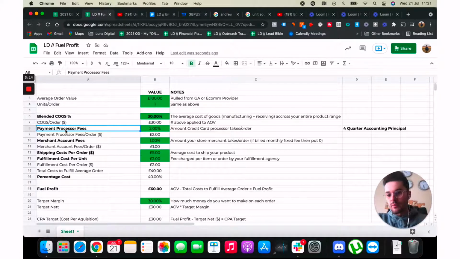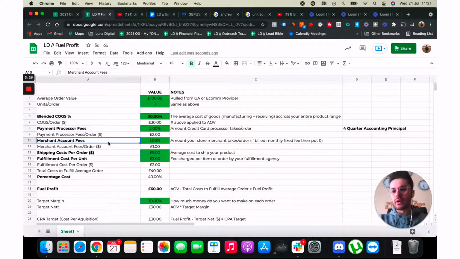Cool. So our payment processor fees, of Stripe or whatever you're using, the credit card processor will take a percentage of the orders that you guys are going to be putting through when people buy it. All right, cool. So we're going to go with 2% for now. We're also going to look at merchant account fees. So let's say you're working with a platform like Shopify. They'll also take a percentage of each order that's going to be passed through the store, and then that's going to equate to a certain figure. Cool. Right, we're going to go with 1% right now.